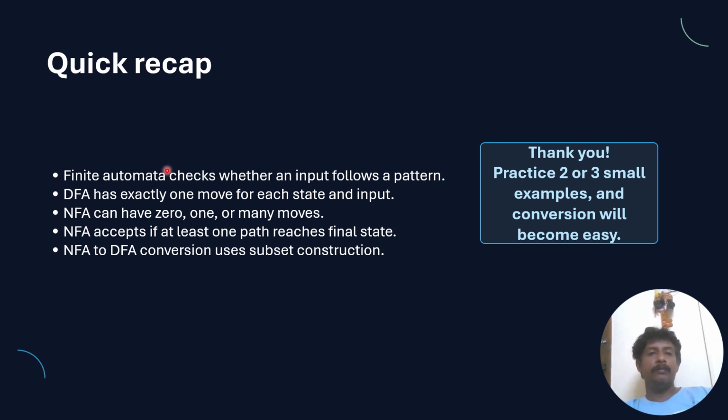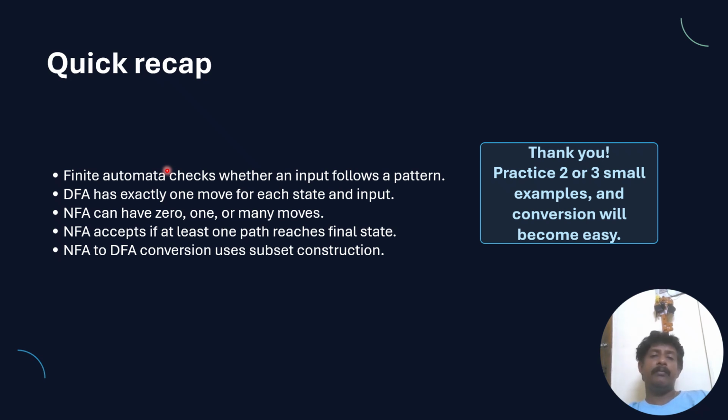Here is a quick recap. Finite automata are simple machines used to check whether input strings follow patterns or not. A DFA is deterministic, so for each state and input symbol there is exactly one next state. An NFA is non-deterministic, so it can have zero, one or many possible next states. An NFA accepts a string if at least one possible path reaches a final state.